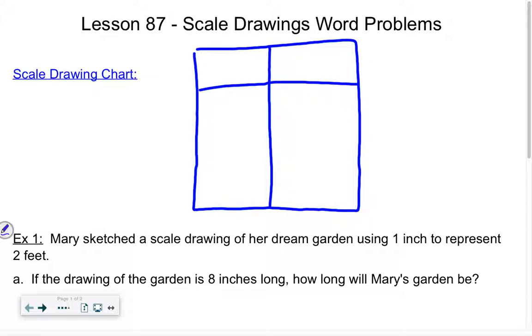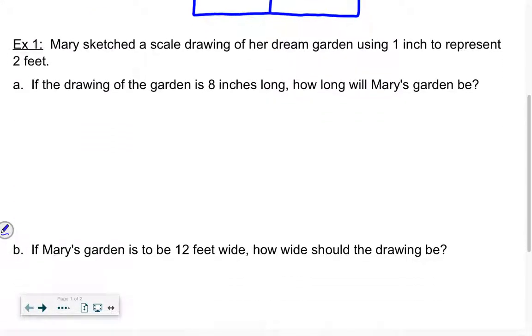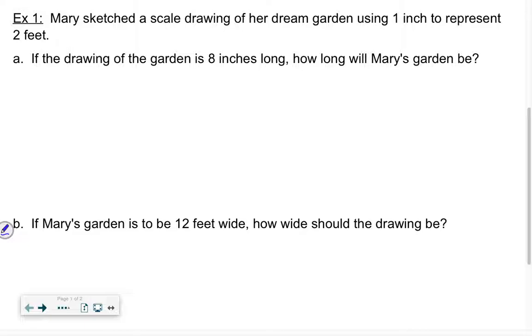It's going to look a lot like our ratio box. On the left column we have the scale, and on the right we have the measure. And then you're going to have two categories that you're looking at. Typically it's going to be the drawing, and then the actual figure. So I really only have one example for you, and then we'll have you do some practice problems when you come back the next day.